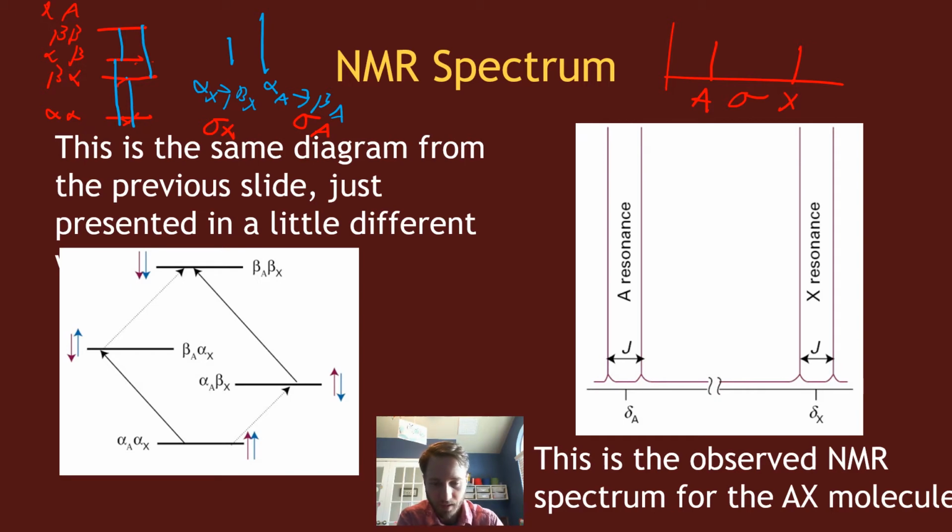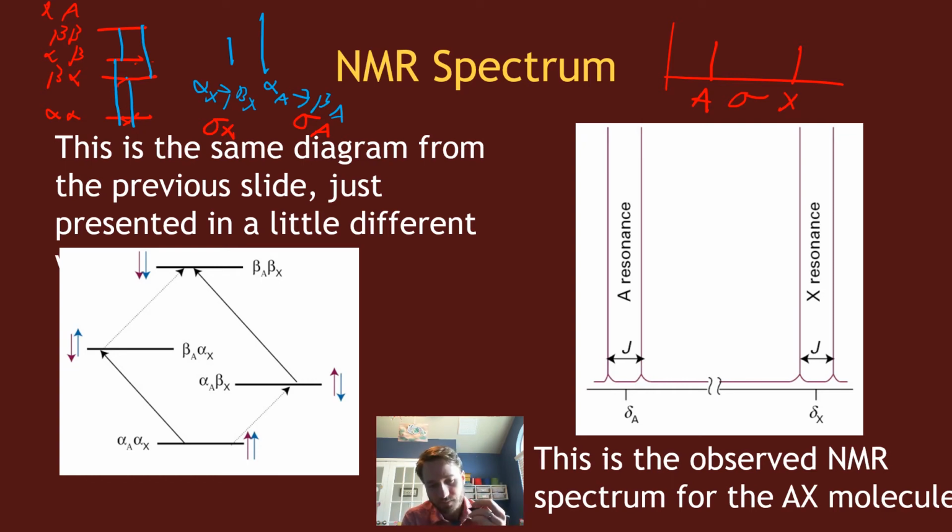Okay, and that's in terms of their chemical shift, right? These two atoms are different; they have different chemical shifts. And there's only going to be two energy gaps I can probe, because I can flip one spin at a time, right?